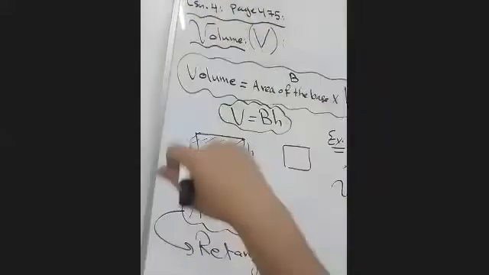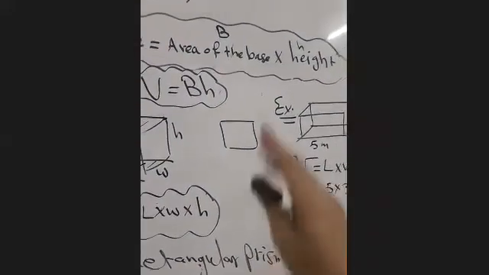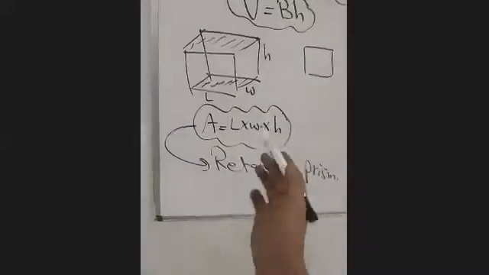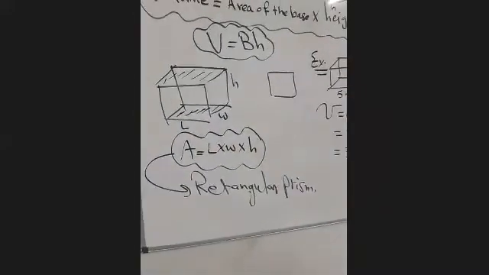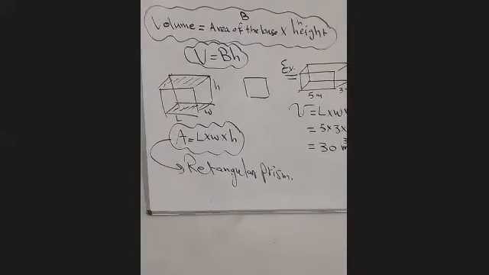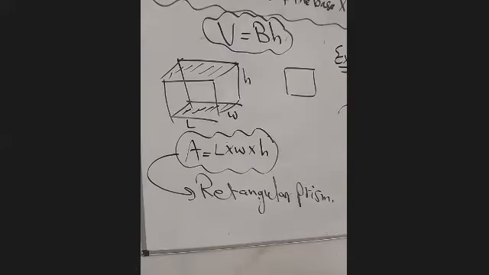So in general, guys, to find the volume again, you find the area of the base of your solid figure, multiply by the height of it. This one is only for the rectangular prism. What is the rectangular prism, guys? It's something like the room you live inside now. This is the rectangular prism, okay?